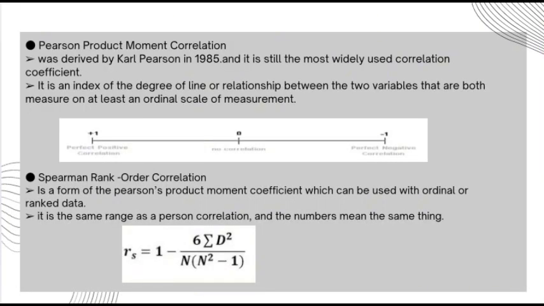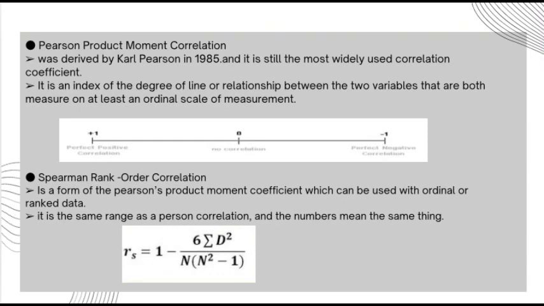So let us proceed to the two correlation tools, which are the Pearson product moment correlation and Spearman rank order correlation. Pearson product moment correlation was derived by Karl Pearson in 1895, and it is still the most widely used correlation coefficient. As you can see in the picture below, the ordinal scale of measurement. When 0 to the left is a perfect negative relationship, on the other hand, when 0 to the right is a perfect positive correlation.